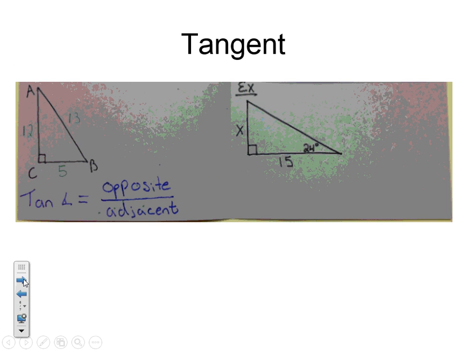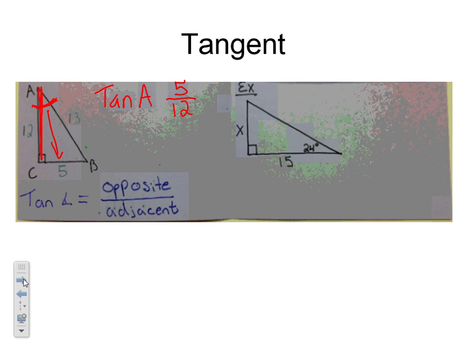Alright, we're moving on to tangent. Tangent is the opposite over the adjacent. So when we look at this one, if I want to find the tangent of A, here's A here. I want the opposite, so that's straight across, the one that's not touching, over, so my opposite is going to be 5, over the adjacent. Adjacent is the side that it is touching, that is not the hypotenuse, so 12.